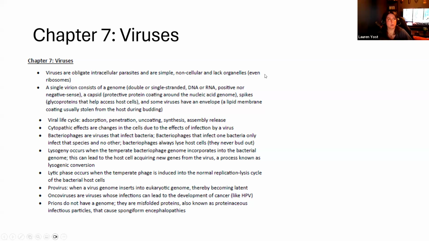All right, but yeah, genome can be anything of nucleic acid form. RNA, DNA, single strand, double strand, positive, negative, doesn't matter. Capsid is the protein coding. So the genome of your virus has to be coded somehow.